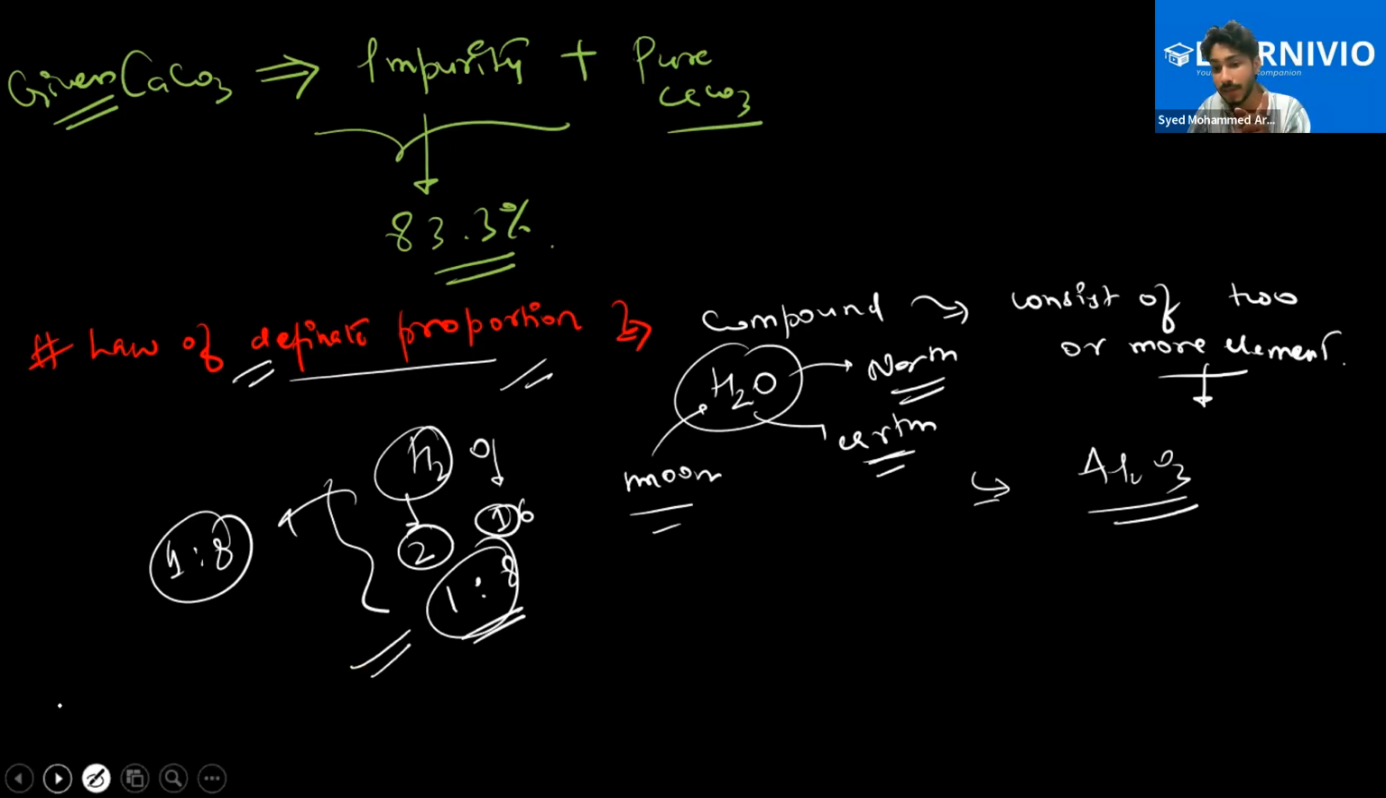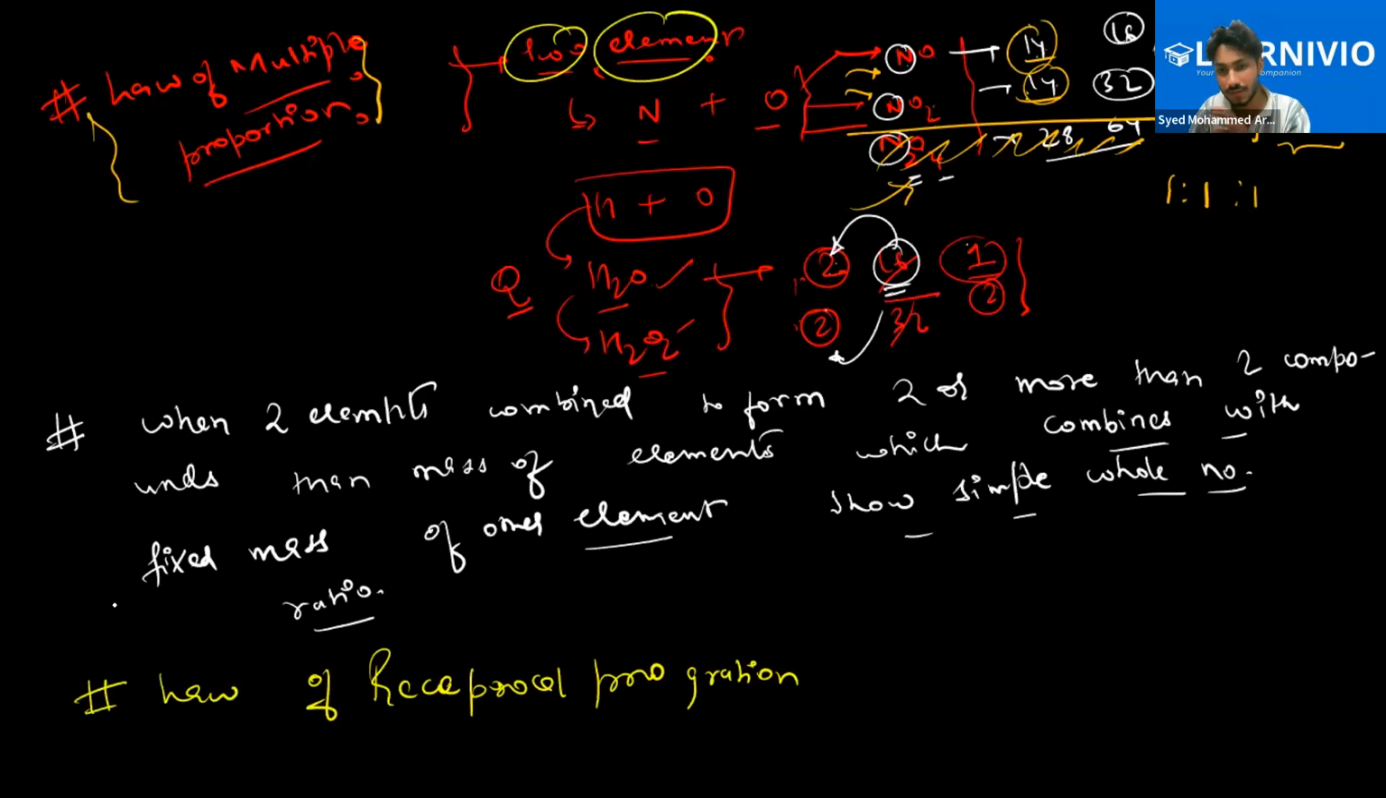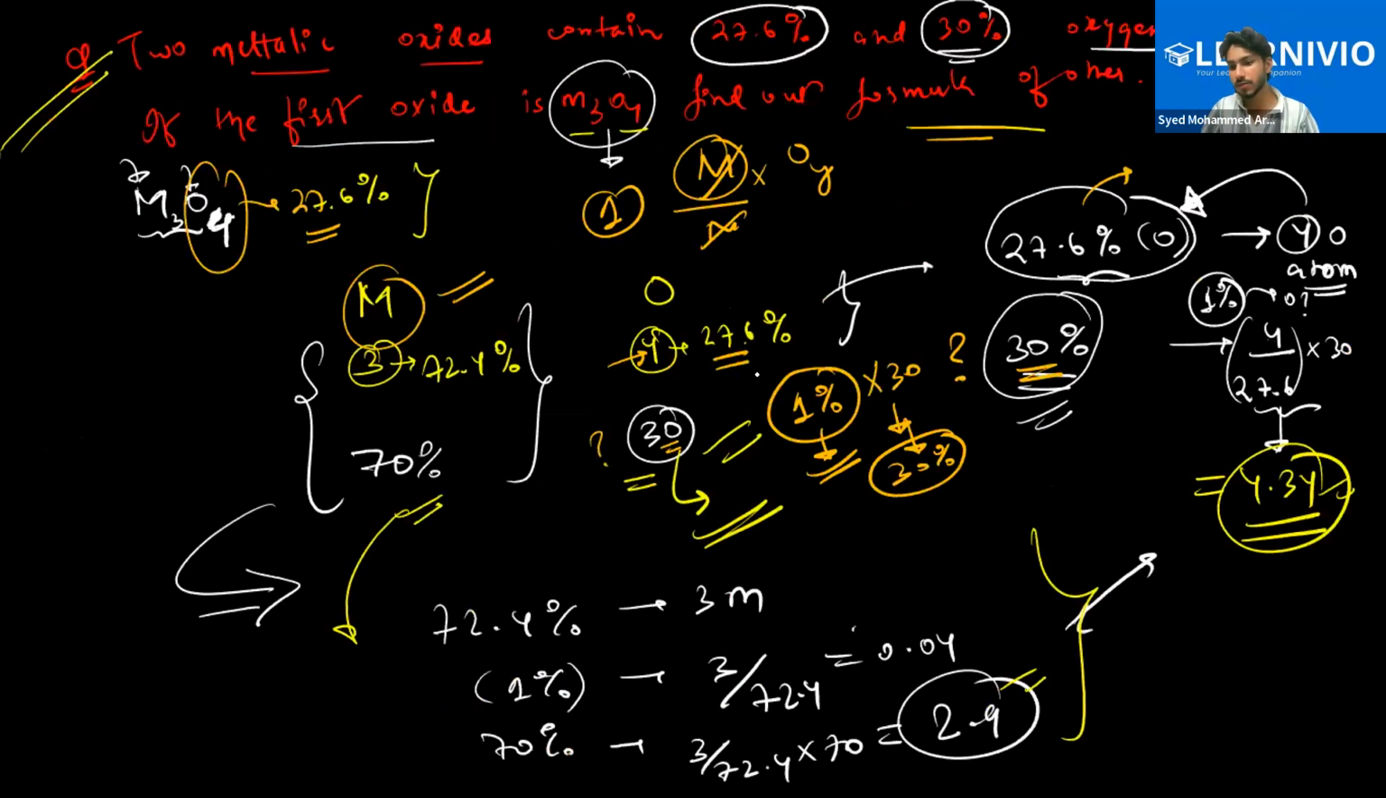But now the next one is multiple proportion, which says that if I have two elements, they combine to form different types of compounds. So if I fix one element, and I take the ratio of the other element, it should be in a simple whole number ratio. And here is the application of this.